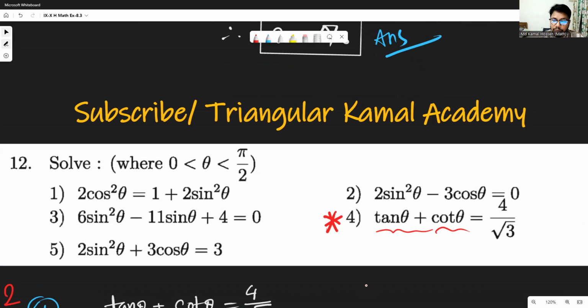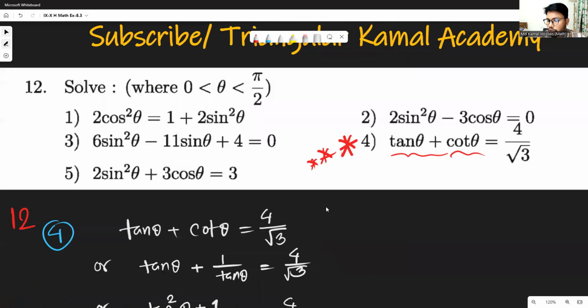So there are a total of 5 questions, and out of these 5 questions, question number 4 is the most important. So dear students, let's see question number 4.